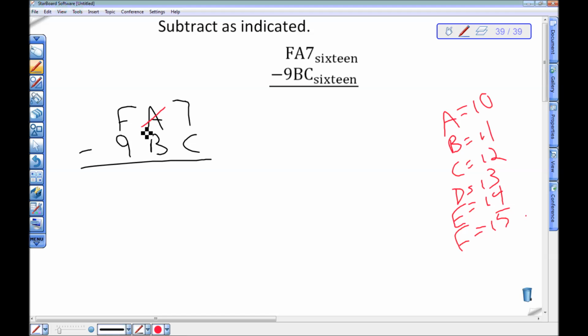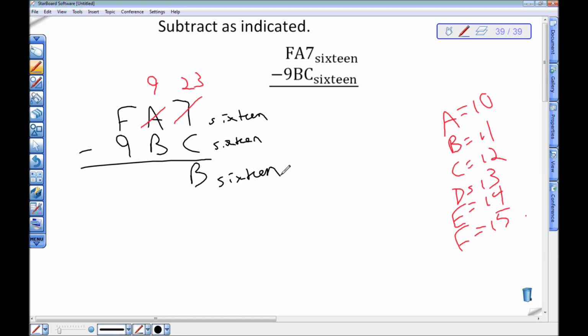So I will borrow here. If I borrow 1 from A, which is 10, I'll be left with 9. And since I'm working base 16, I'm going to increase this by 16 to 23. 23 minus C is 23 minus 12, which is 11, so this should be a B.